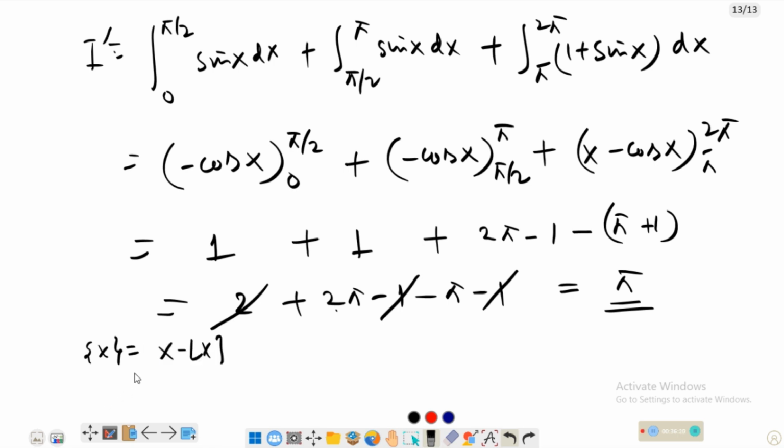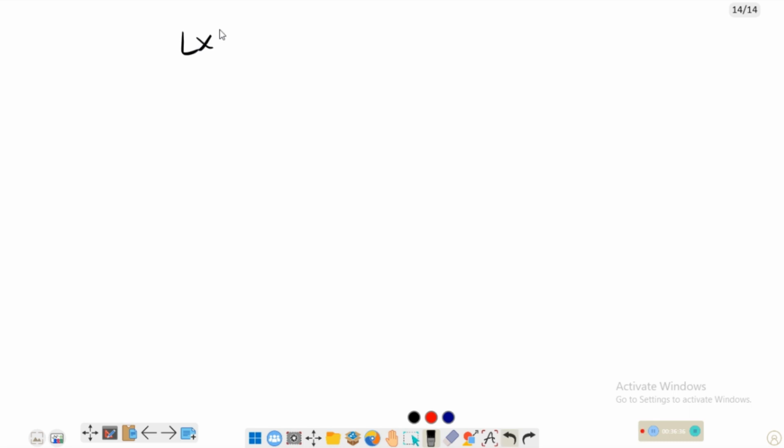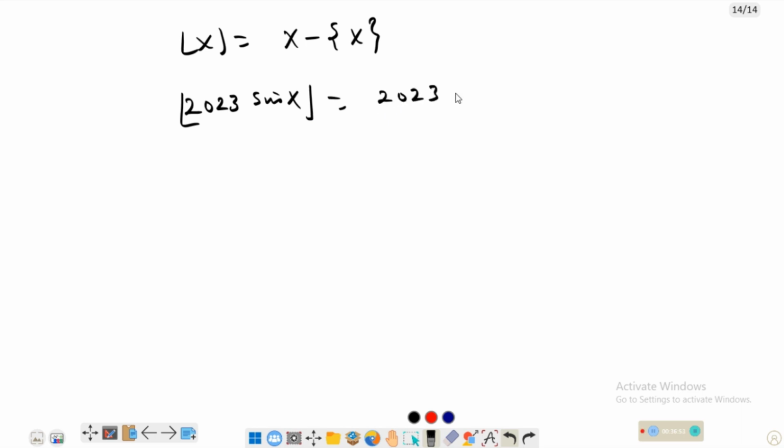the greatest integer of x is equal to x minus the fractional part of x. So I use this identity to evaluate our original integral. My original integral has the greatest integer of 2023 sin x, which is equal to 2023 sin x minus the fractional part of 2023 sin x.